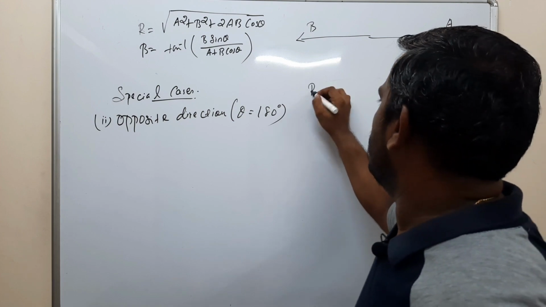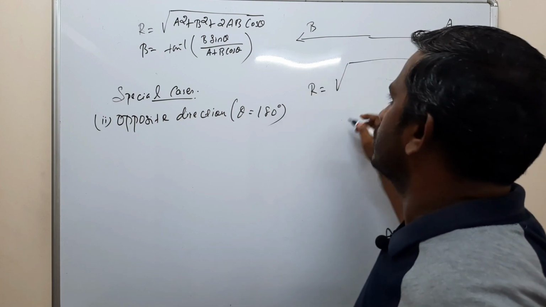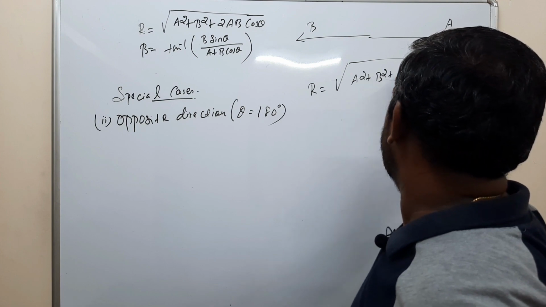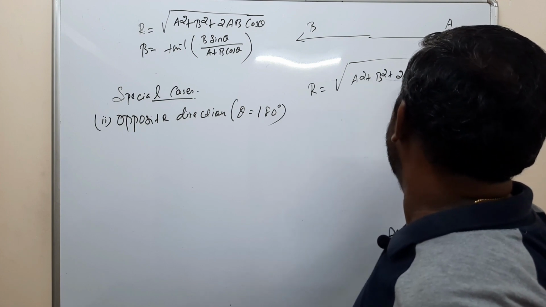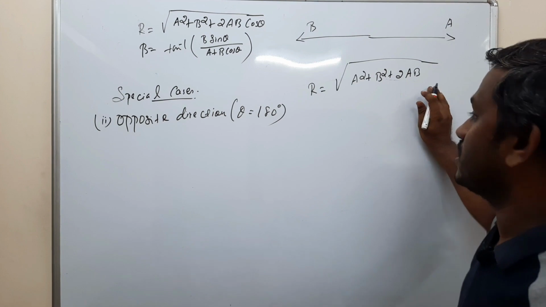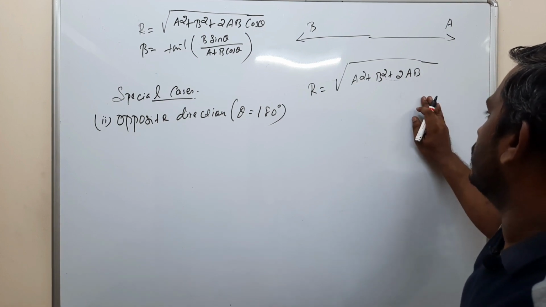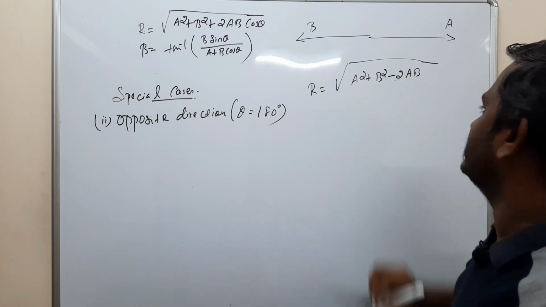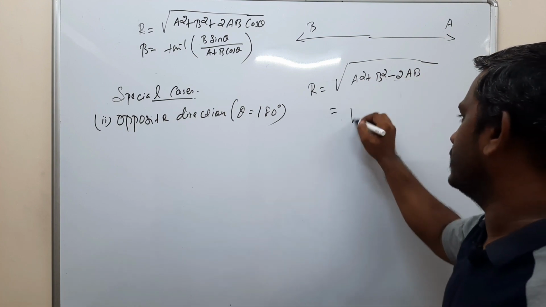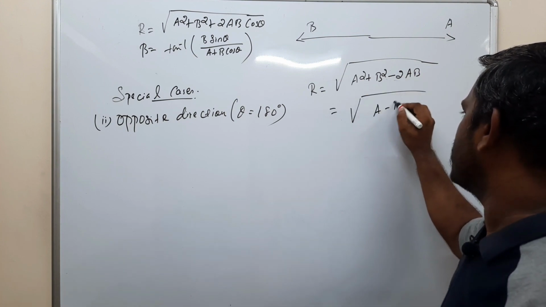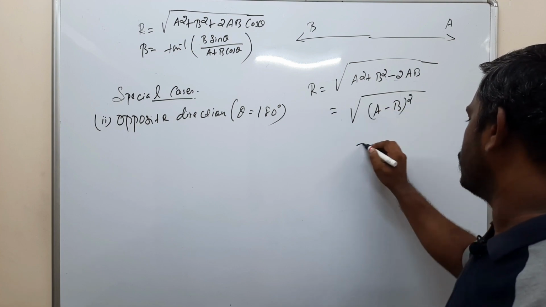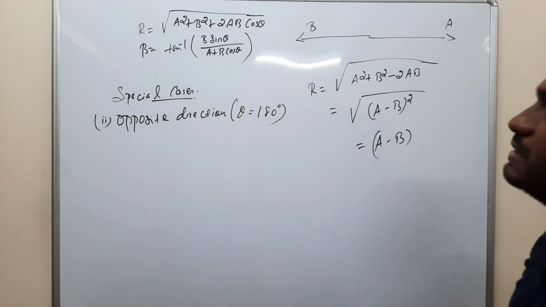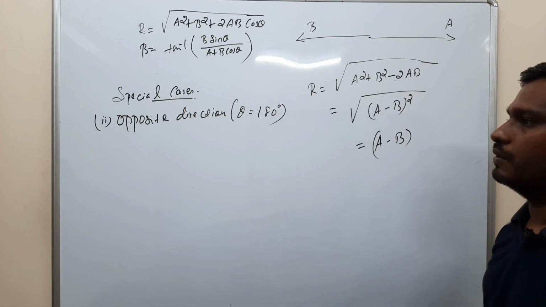So what about the resultant? R is the square root of A square plus B square plus 2AB cos 180, that is minus 1. So A square plus B square minus 2AB, which is nothing but (A minus B) the whole square. So that is equal to A minus B.